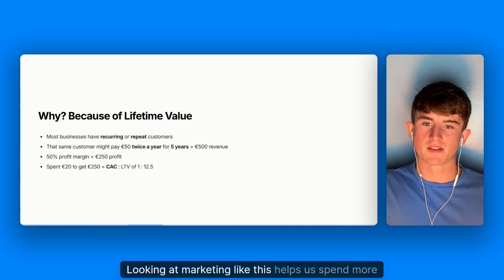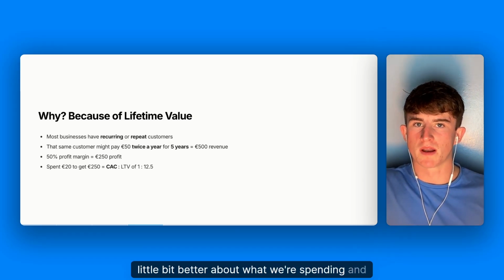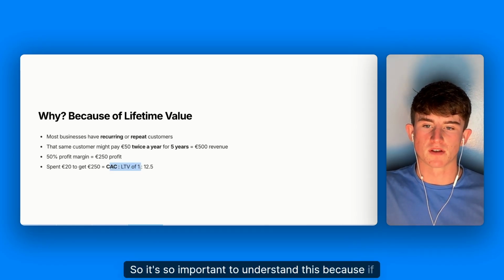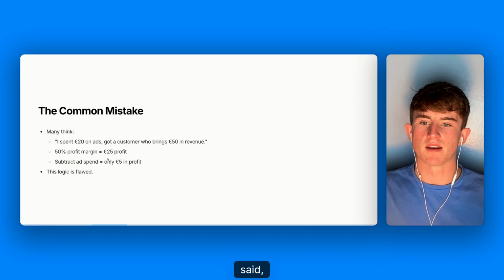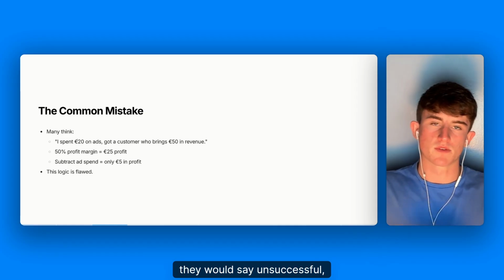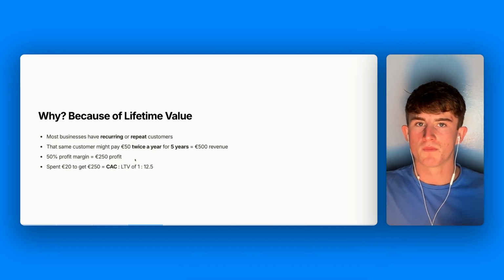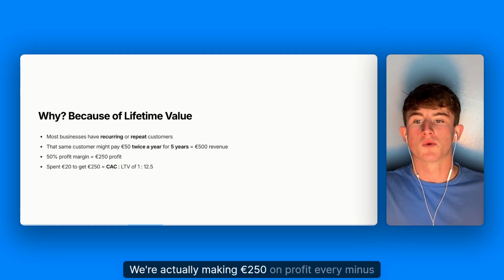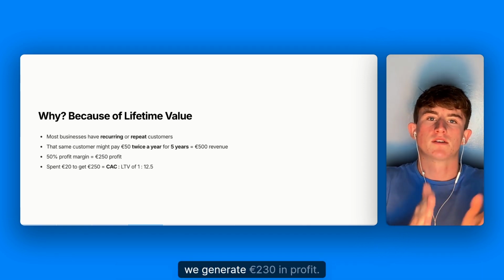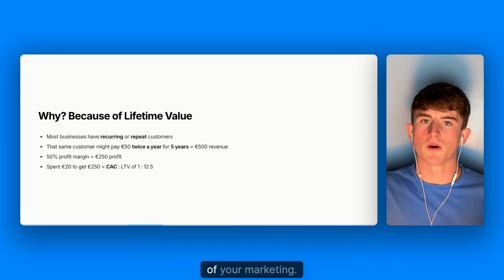Looking at marketing like this helps us spend more to acquire a customer and also helps us feel a little bit better about what we're spending and the whole view and the long-term vision for the business. It's so important to understand this, because if a business owner looked at this situation and said, oh my God, I'm making €5 in profit from my marketing, they would say, unsuccessful, let's bin this. But if they had a bit more of a long-term vision, they'd understand that's not the case. We're actually making €250 in profit if we minus the ad spend. If we spend €20, we generate €230 in profit. So it's so important to understand the full view of your marketing.